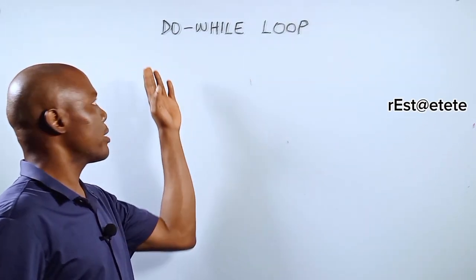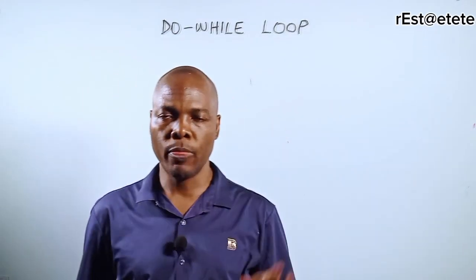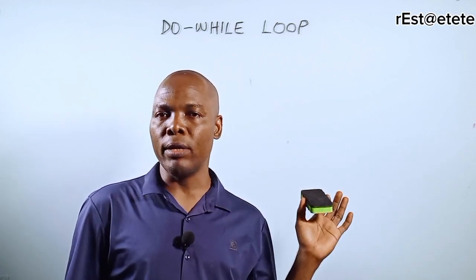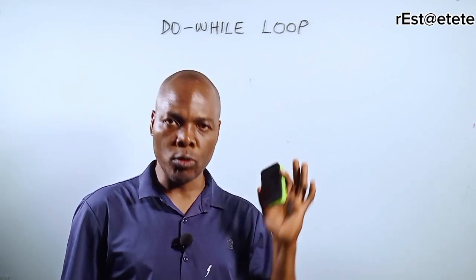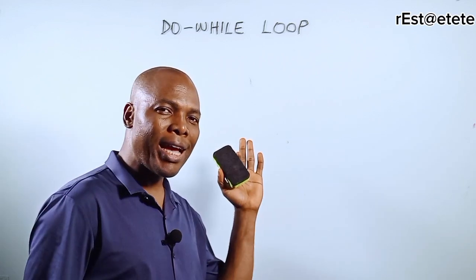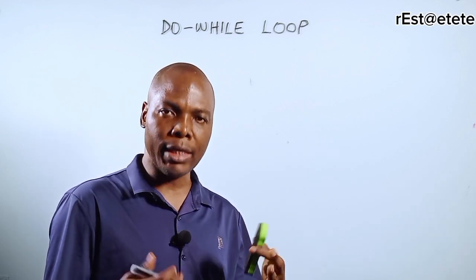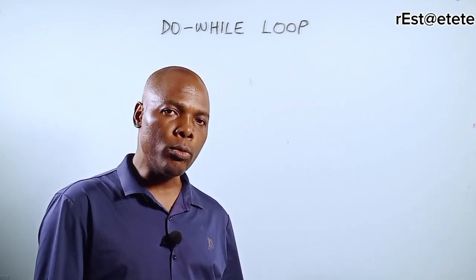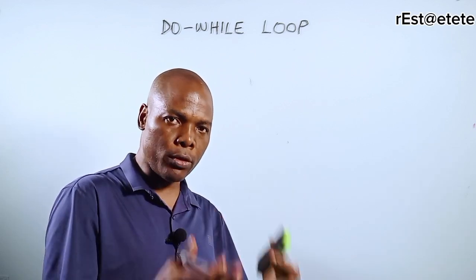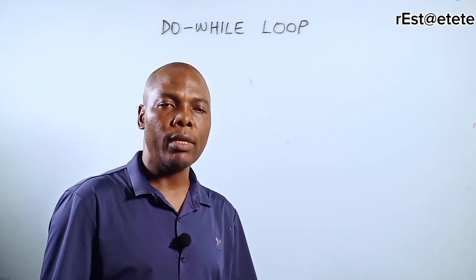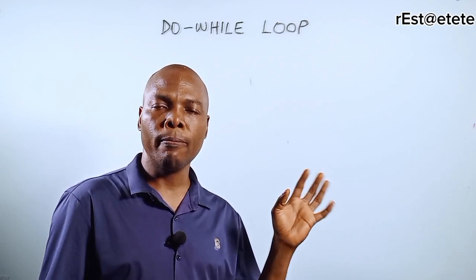Today we are going to look at the do-while loop. Now, what is a do-while loop? This is an impulsive loop, right? This guy acts before thinking, unlike a while loop. So this one will act first before thinking. Now, how does this work?